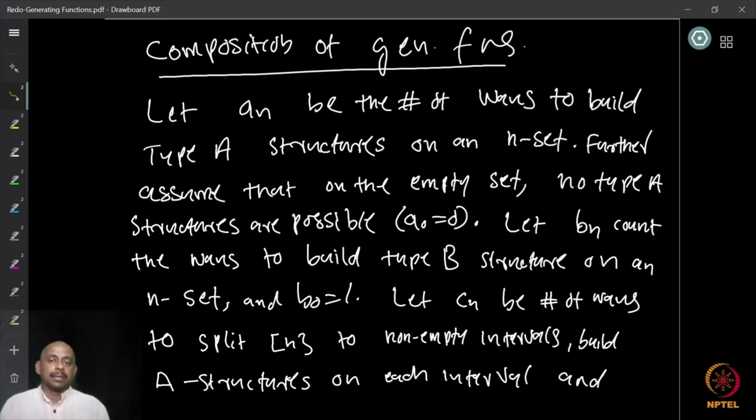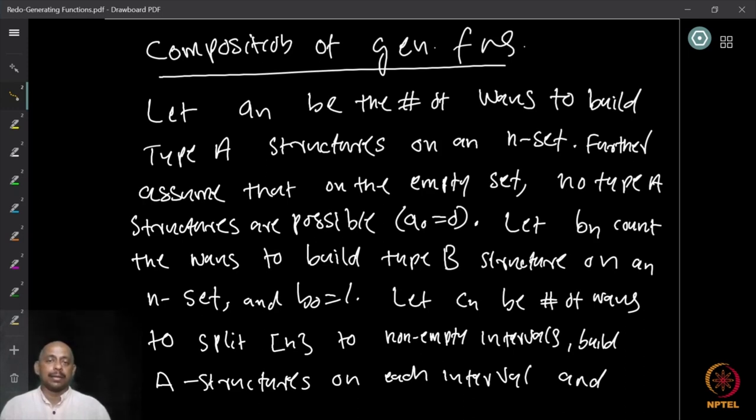So then what happens according to the combinatorics, and that is the question that we want to look at. Let An be the number of ways to build, let us say, a type A structure on an n element set.